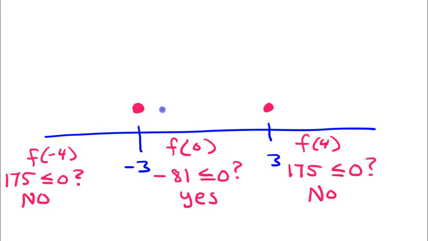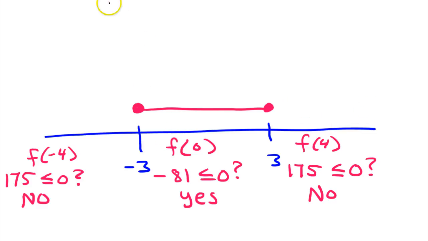So that means any value in this zone is going to end up being a solution. So we will show that these are all solutions by drawing a segment here. And that's it. There are no other yeses. So there are no other solution zones.